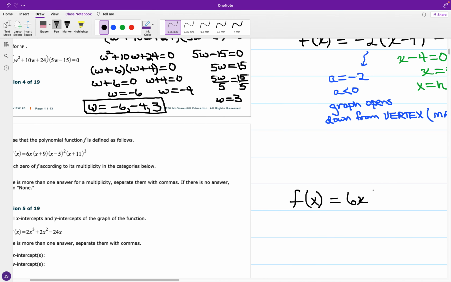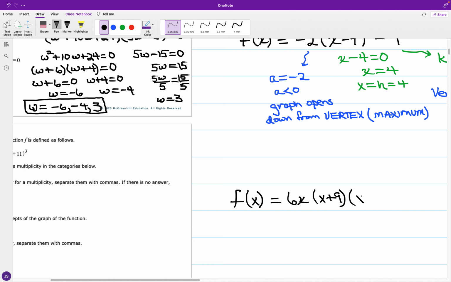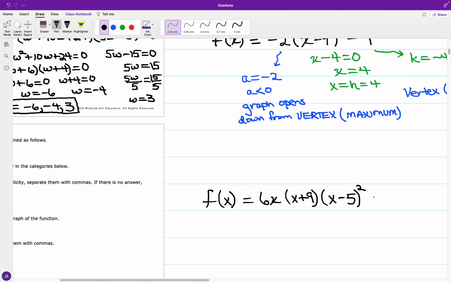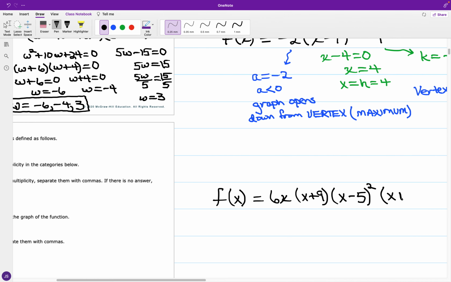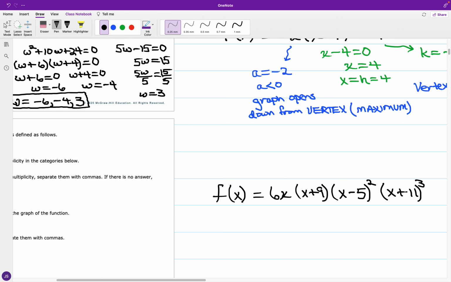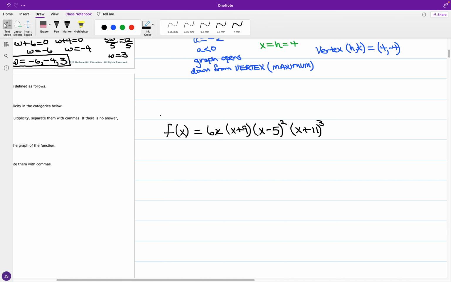Okay, so you have 6x times x plus 9 times the square of x minus 5, and here times the cube of x plus 11. All right, so we're going to have here, let's see if I can copy this and paste.